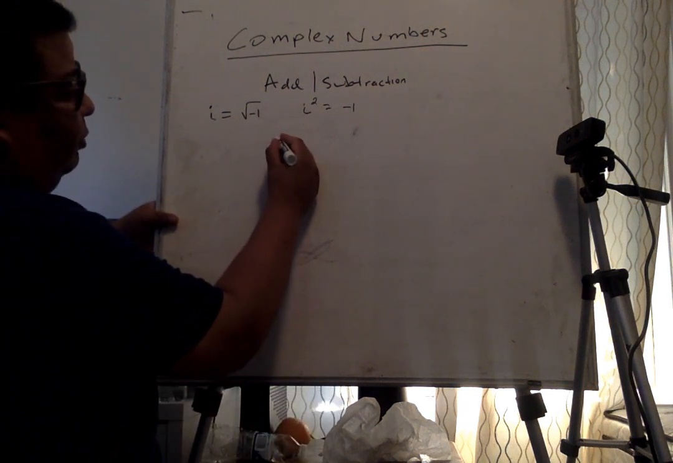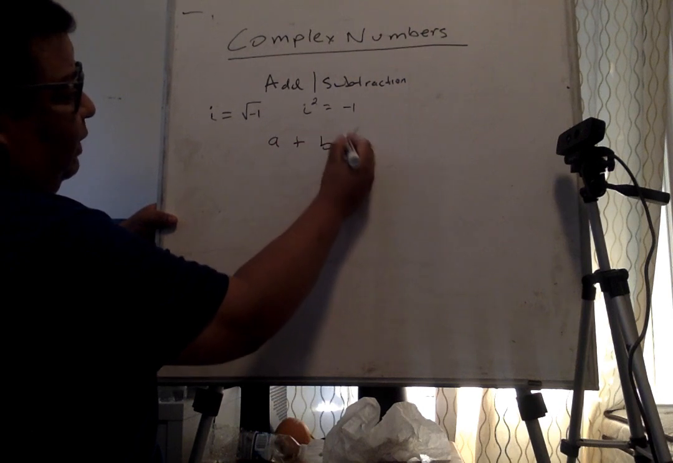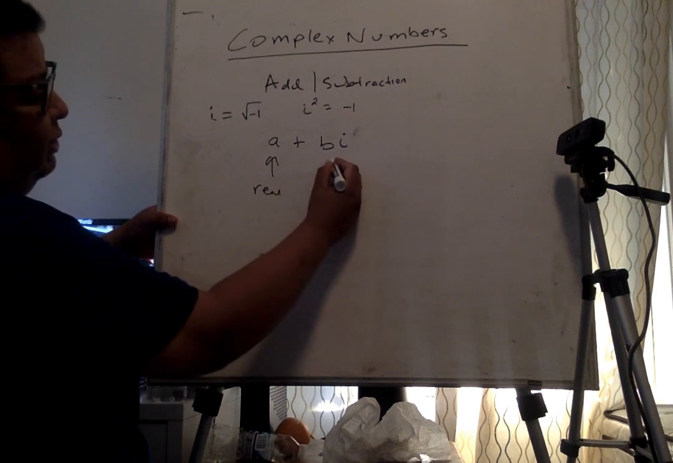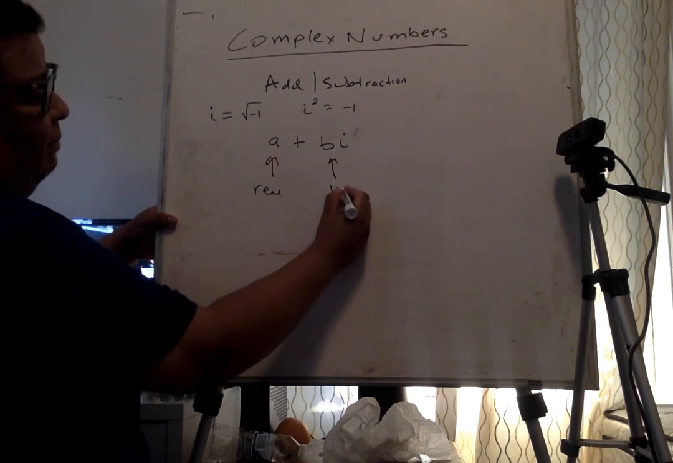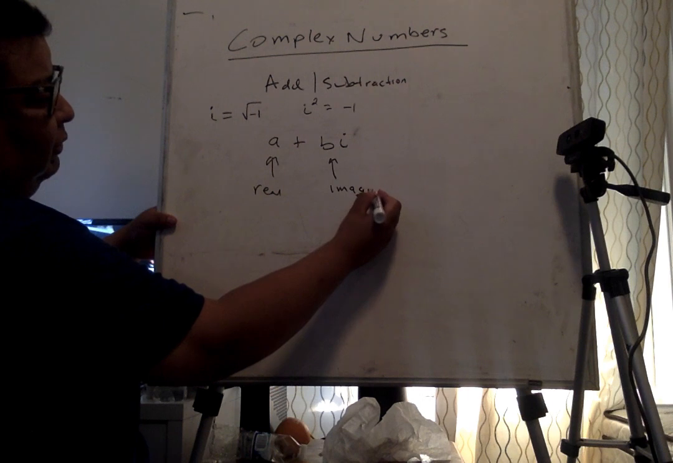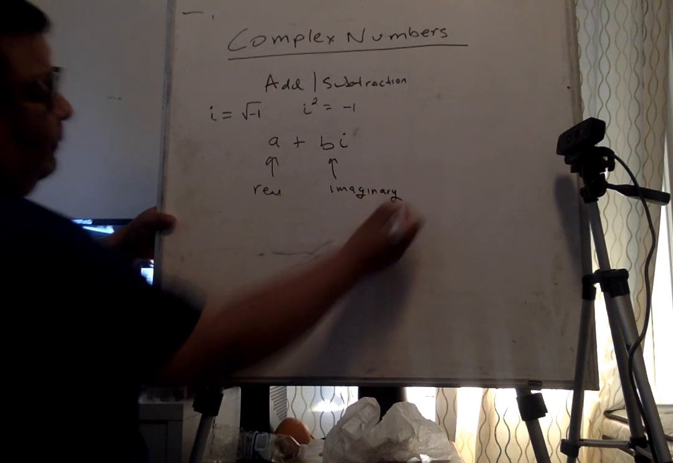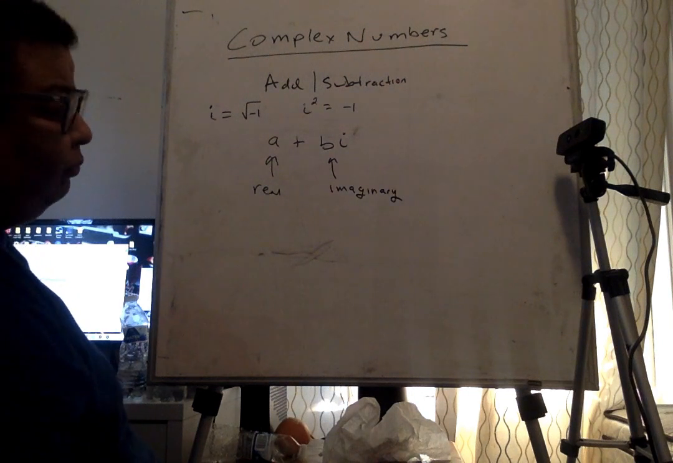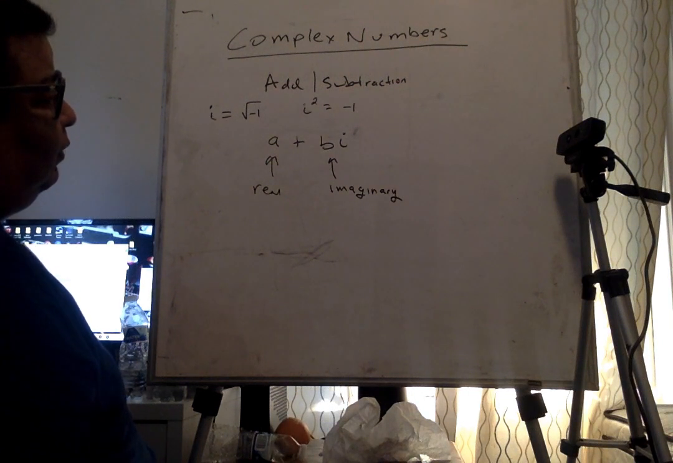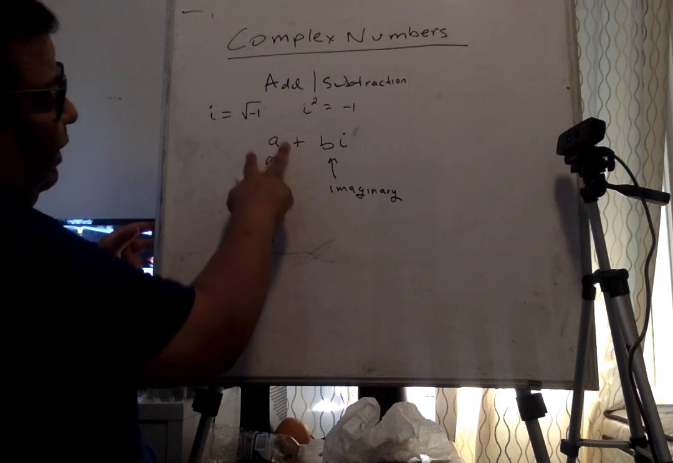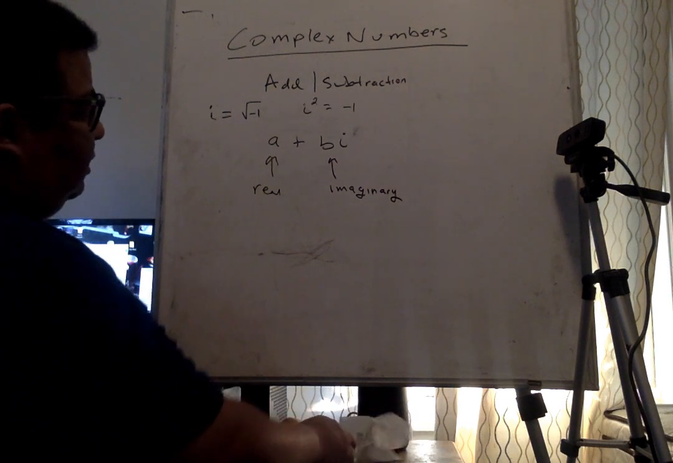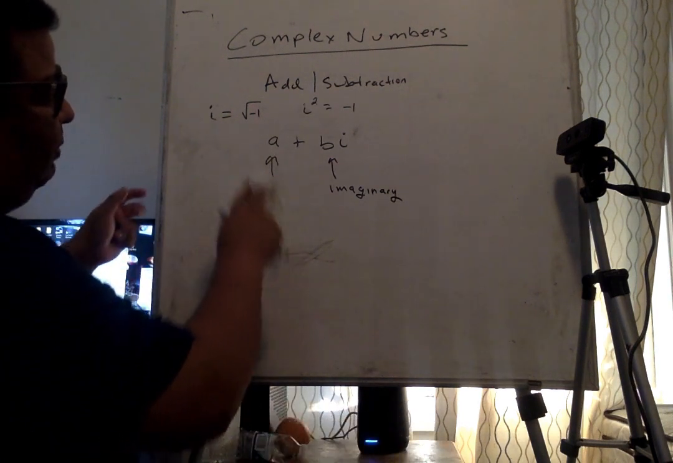So a complex number looks like this: a plus bi. This is the real part, and b is the imaginary part. So together they form a complex number. When we don't have a and only have bi, it's called a pure imaginary number. Okay, so let's go to our first set of problems about addition and subtraction.